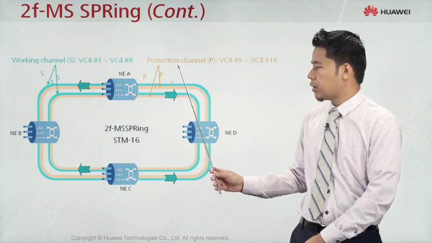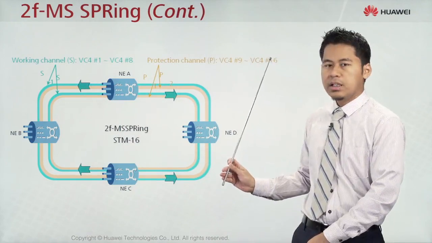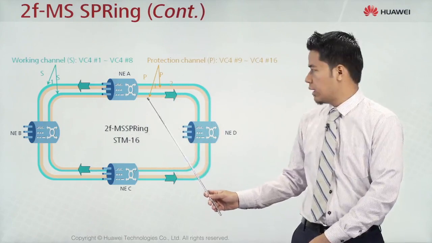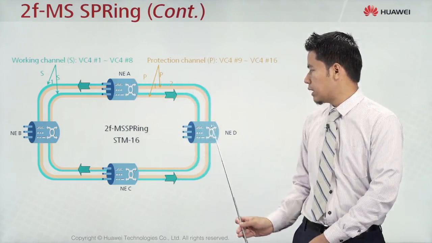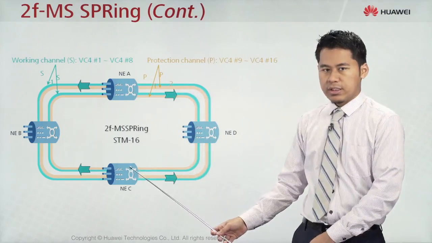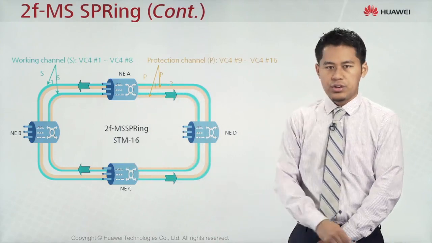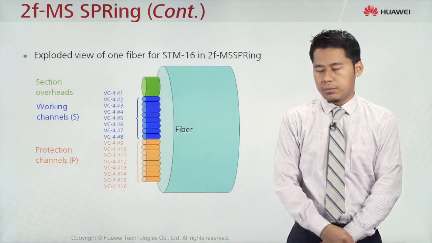By the way, for the protection, of course, you will reserve time slot number 9 until time slot number 16, whereby it is referred to as the STM16 frame, and they will go through this particular path, which is network A, network D, and also network C. So if you have a fiber cut, of course, they will alternatively go to the protection. So this is how you're going to reserve your VC4 time slots.